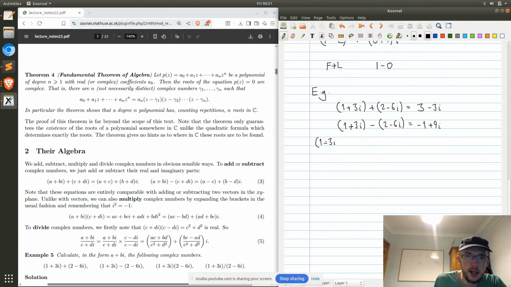And now 1 plus 3i times 2 minus 6i. Like I say, this is going to be 2 minus minus 18, which is 20. And then 6i minus 6i, so that's minus 12i.